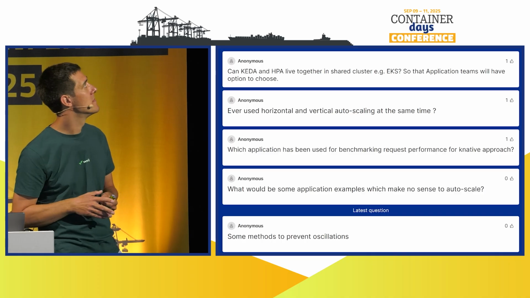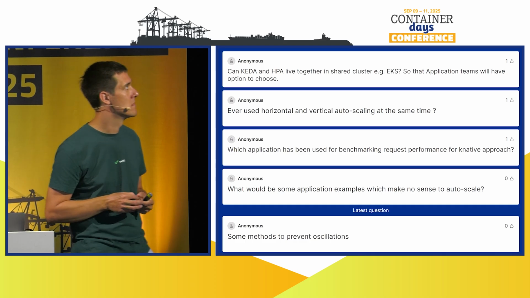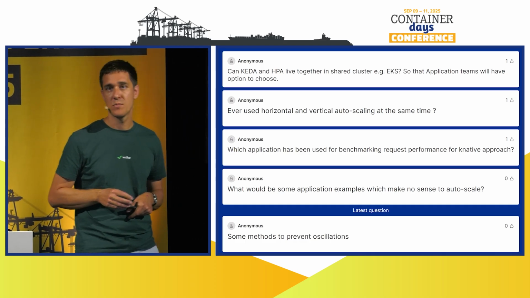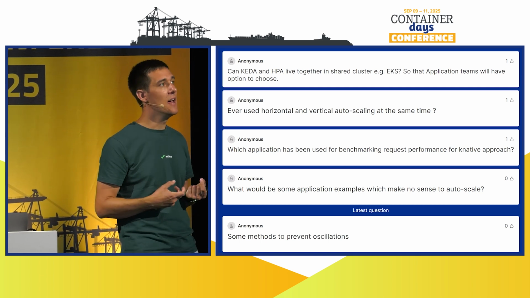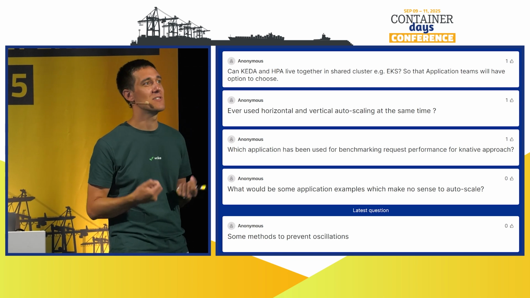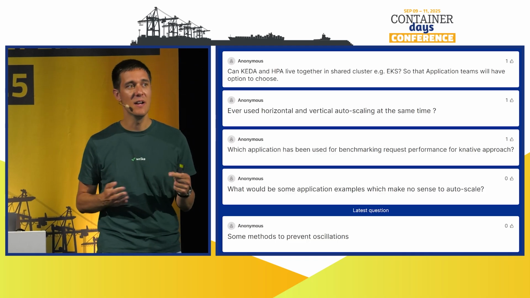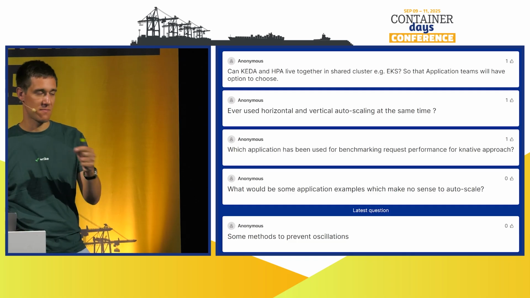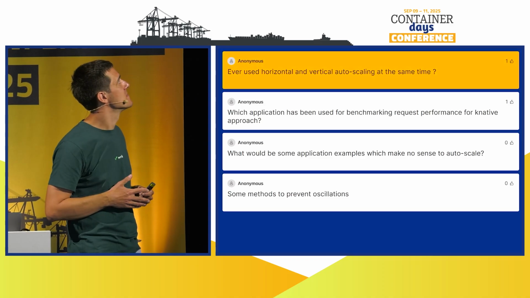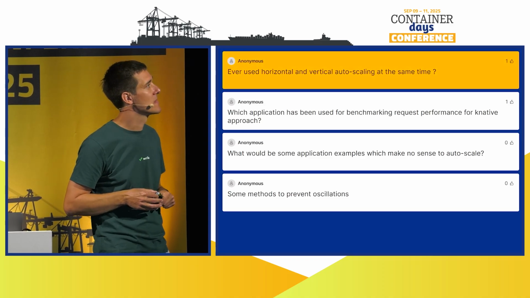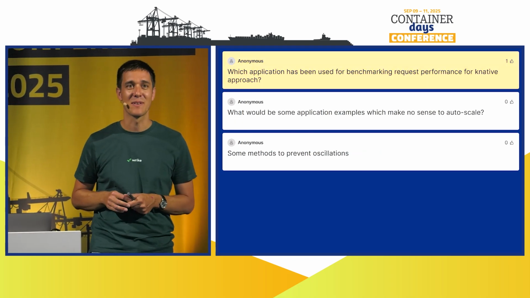Next one is, can KEDA and HPA live together in shared clusters, for example EKS, so that application teams have the option to choose? Yeah, sure, because as I mentioned, KEDA needs to use HPA behind the scenes. So if you define wisely that they do not collide, that they do not interact on the same namespaces or objects, or whichever way you prefer to split your workloads, teams, or organizational structure, yeah, sure. Why not? Okay, ever used horizontal and vertical autoscaling at the same time? Yes, I've tried. After one hour, I disabled it. No, it does not work.